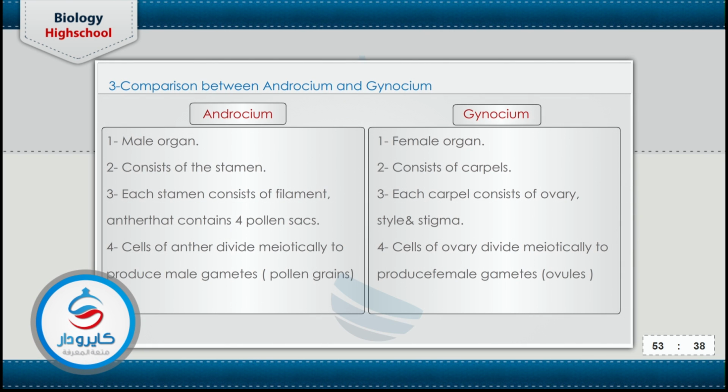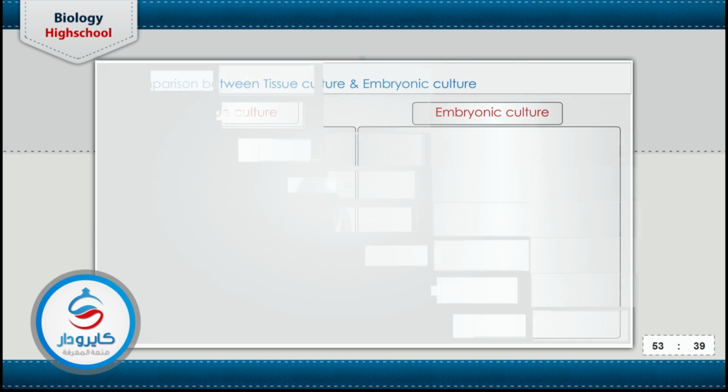The cells of the anther divide by mitosis to produce the male gametes or the pollen grains, but the cells of the ovary divide by meiosis to produce female gametes which are called the ovules. The next question.